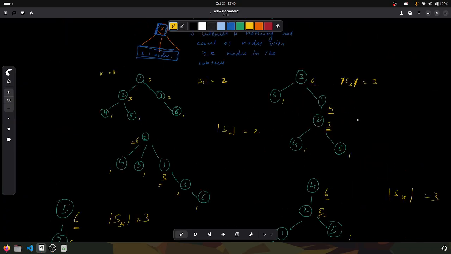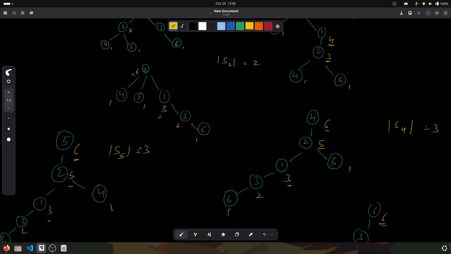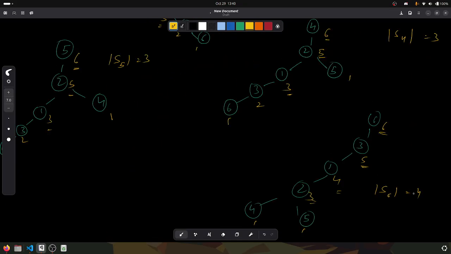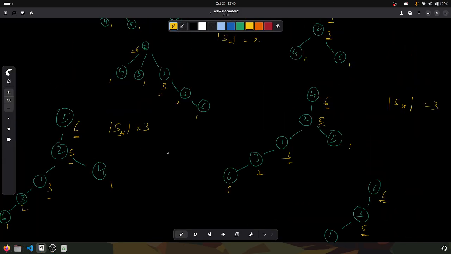So we can total them. 2 plus 2 is 4, plus 3 is 7, 7 plus 3 is 10, 10 plus 3 is 13, 13 plus 4 is 17. The answer for this test case is 17.